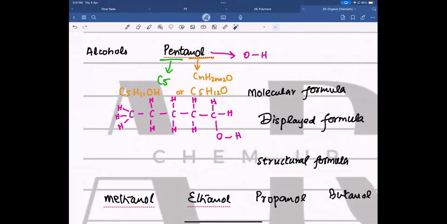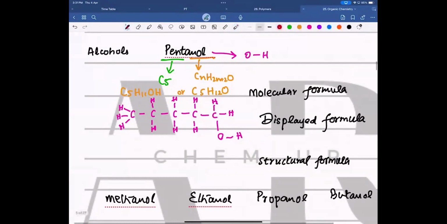CH3, CH2, CH2, CH2, CH2OH. Or it can be written like this. For the first carbon, we can write hydrogens before carbon. So H3C, CH2, CH2, CH2, CH2OH. Is this clear?